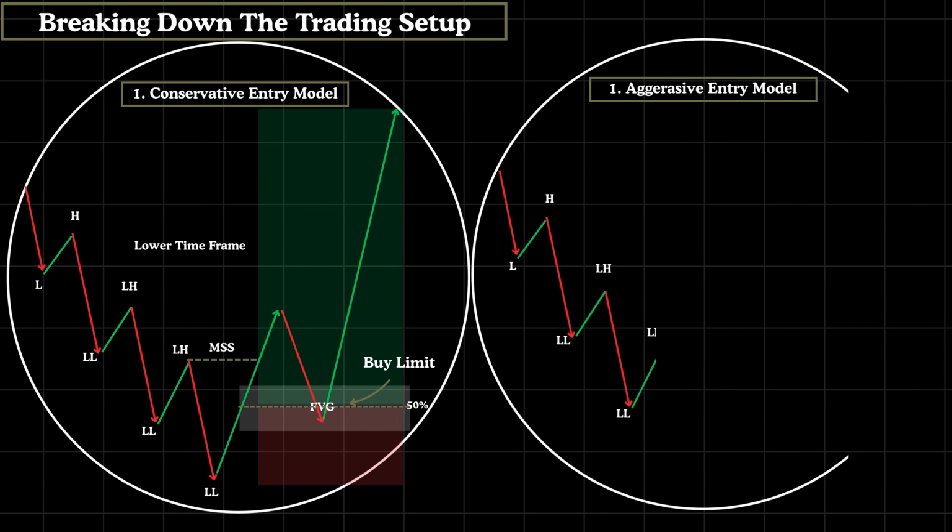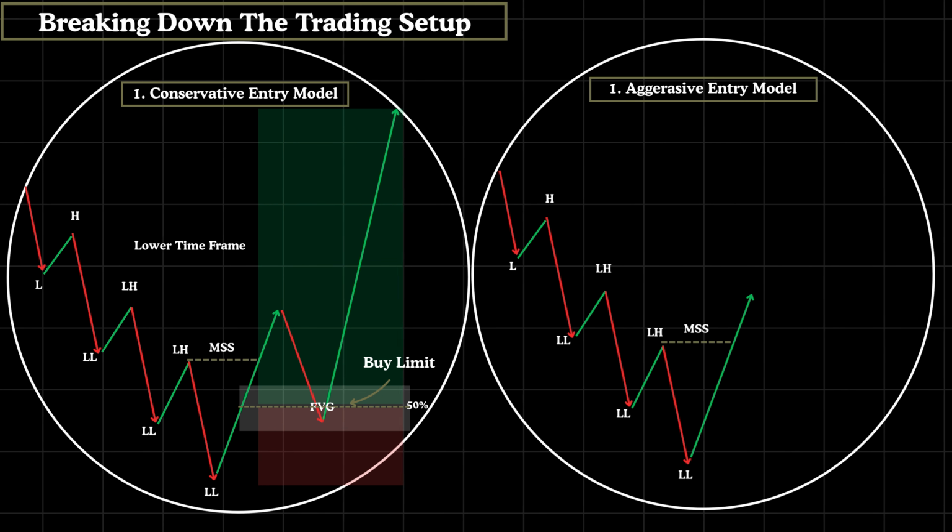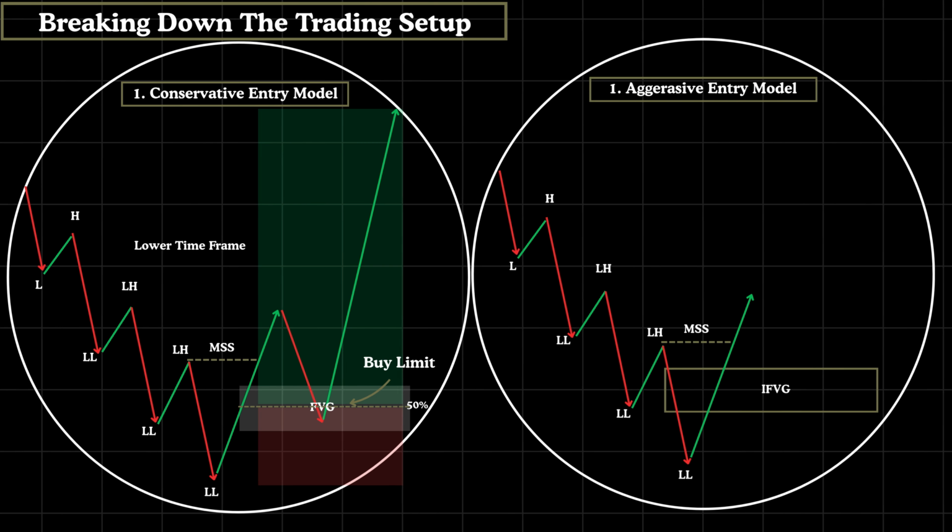Now, in the second method, the more aggressive approach, once price taps into the higher time frame order block, the next step is to shift into the lower time frame. At this stage, we're watching for a violated fair value gap that flips into an inverted fair value gap. That becomes your first layer of confirmation.